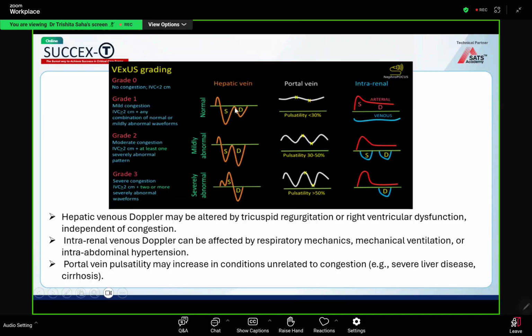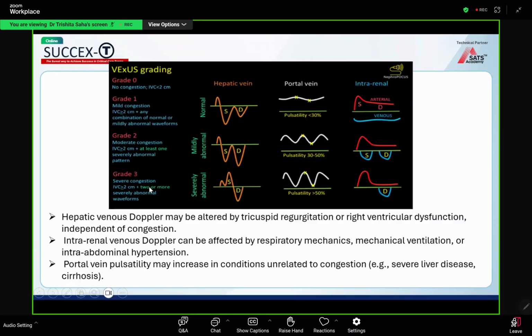The normal pattern is S greater than D. Mildly abnormal, S and D might become equal, or D is slightly greater than S. And the severely abnormal pattern is there is reversal. In portal vein, pulsatility less than 30% is the normal pattern. Within 30 to 50% it is mildly abnormal, and in severely abnormal, the pulsatility is more than 50%. In renal, the continuous venous flow is the normal pattern, and if S and D waves are present like this, then it is a mildly abnormal pattern. And if there is systolic reversal, this is severely abnormal.